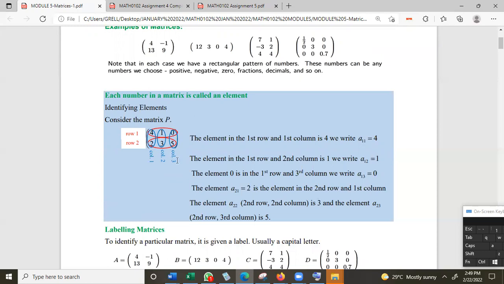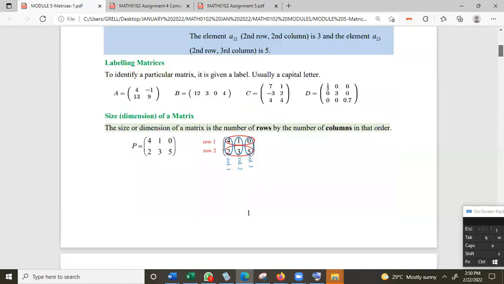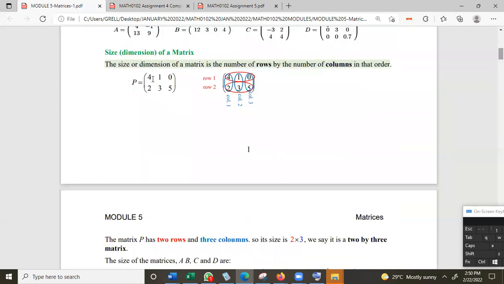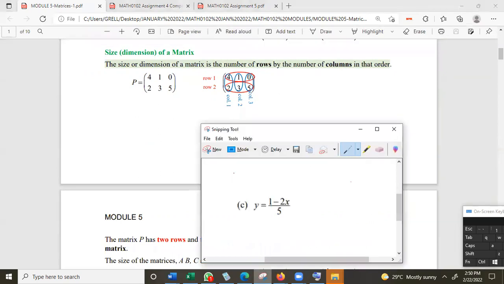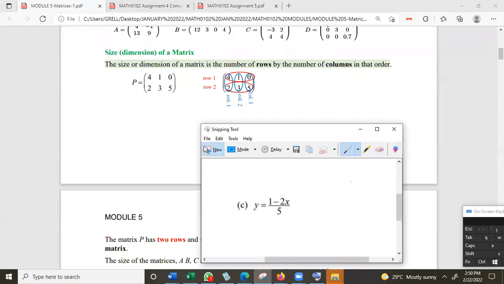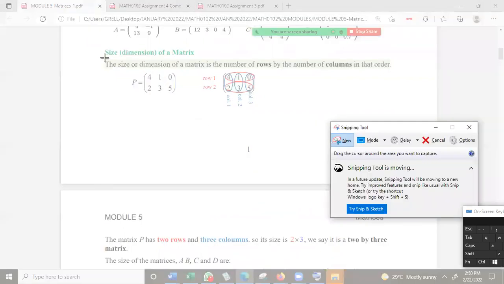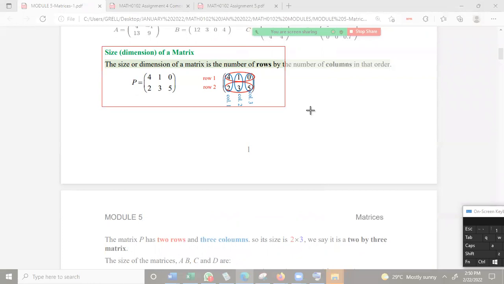So the size of a matrix, to mention the size of a matrix, you have to mention the number of rows first, and then the number of columns. Okay. Here it is. The size or dimension of a matrix is the number of rows by the number of columns in that order. Okay. So please bear that in mind. In that order. Rows times columns.